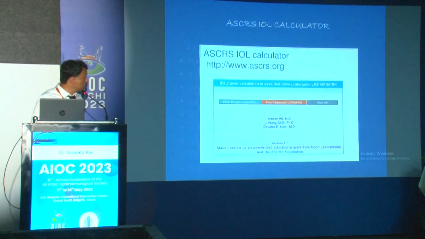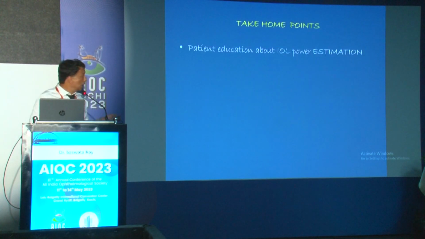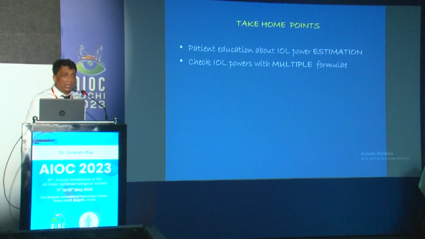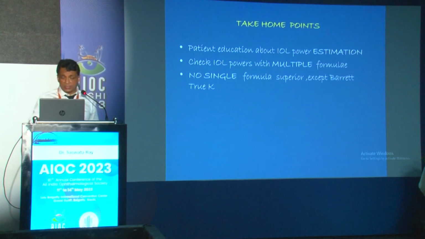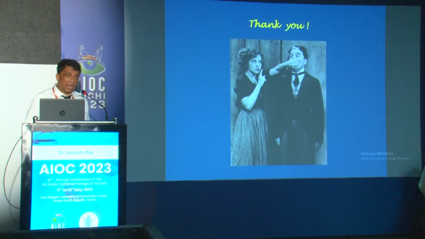So my friends, again, I must insist that we go back to the IOL calculator, fill up the details. What are the take-home points, therefore? The patient has to be told about unrealistic expectations. We estimate the K, we do not calculate it, in this post-refractive case. The IOL has to be checked with multiple formulae. No single formula is the best, except the Barrett's double K is coming out a little better. And when in doubt, always choose the higher IOL power and avoid multifocals like the plague. Thank you very much. And any questions are welcome.